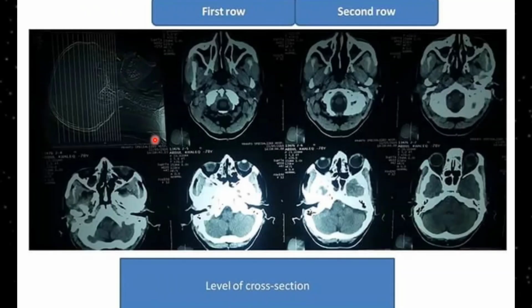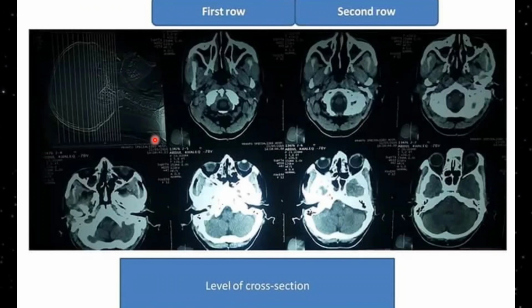So let's have a look at these cross-sectional images. On the top left side you can see the scanogram. You may call it the scout, or you may call it the surview. This is always on the upper left of the film. Next to that is the inferior part of the brain, and here on the scout you can see thin lines. Each line represents a particular slice.